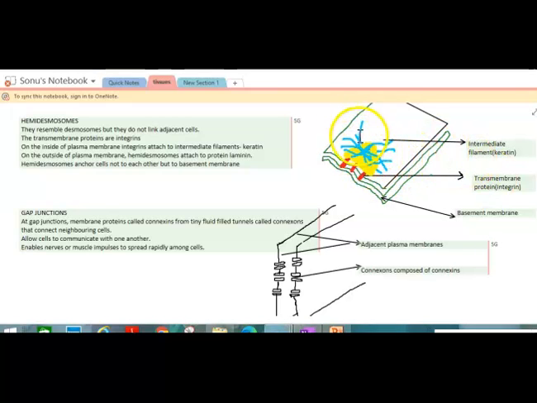Intermediate filaments are the cytoskeleton structure here in the hemidesmosomes also. On the outside of the plasma membrane, hemidesmosomes attach to the protein laminin. Hemidesmosomes anchor cells not to each other but to the basement membrane.